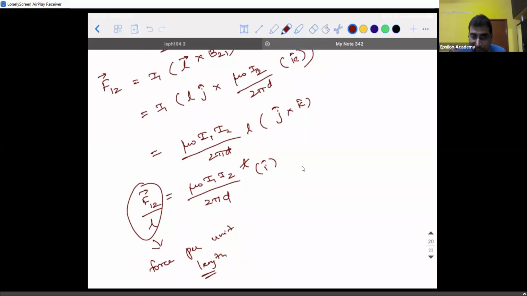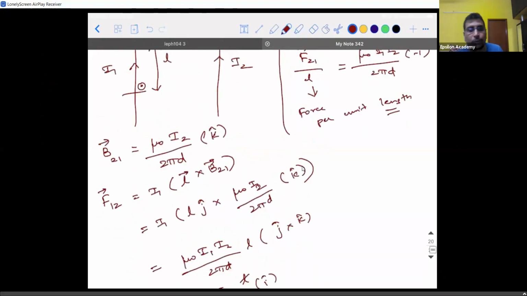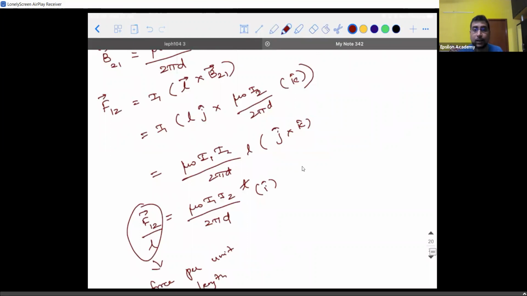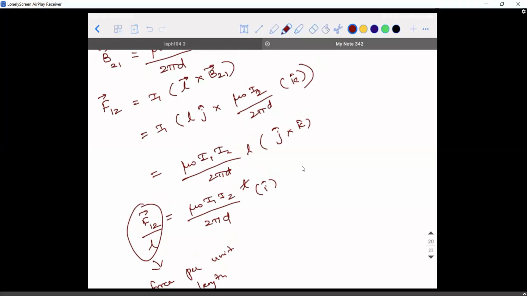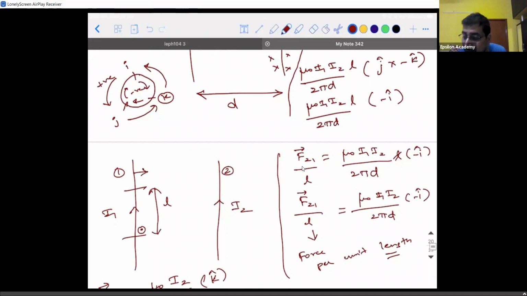Okay, so if you observe, the force per unit length by the second wire and the force per unit length by the first wire are the same in terms of magnitude. You can check: mu naught I1 I2 divided by 2 pi d here, and here also mu naught I1 I2 divided by 2 pi d. But what is the difference? Direction. The first conductor experiences a force in the rightward direction, the second conductor in the leftward direction.